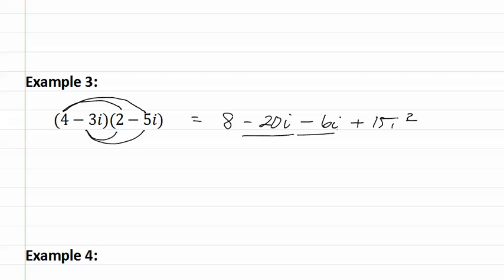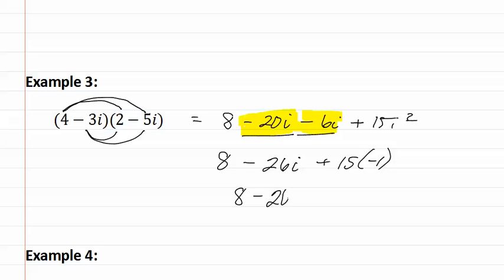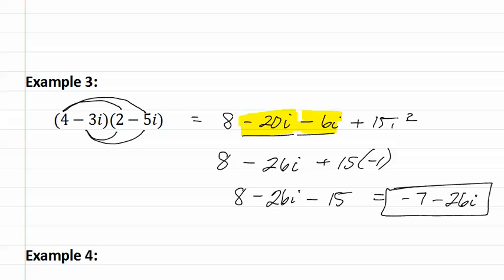Once again, we can combine like terms, just like we would do with any other variable. This means we have 8 minus 26i. We also need to change the i squared to a negative 1. This means that we have 8 minus 26i minus 15. And 8 minus 15 is negative 7 minus 26i, which is our final answer.